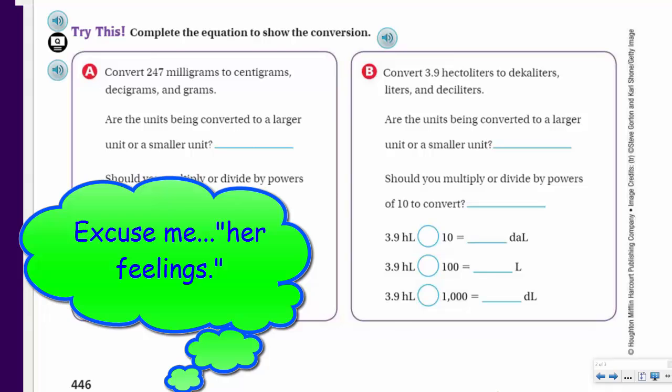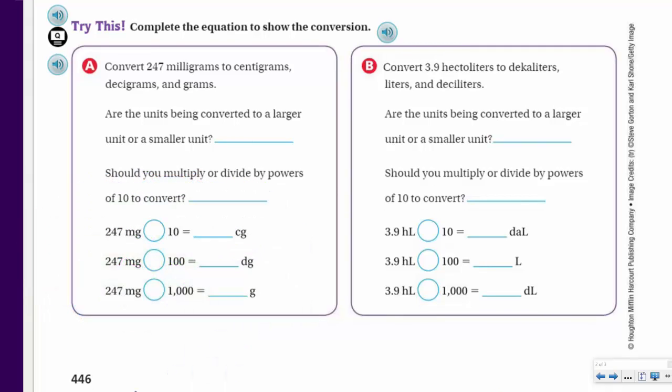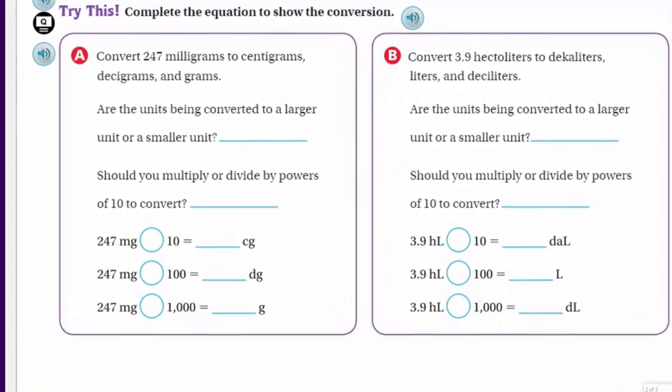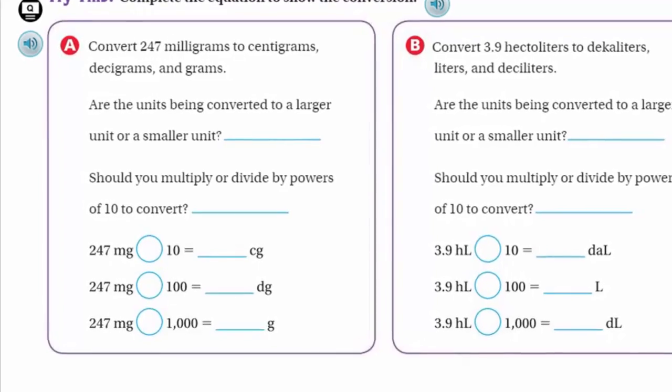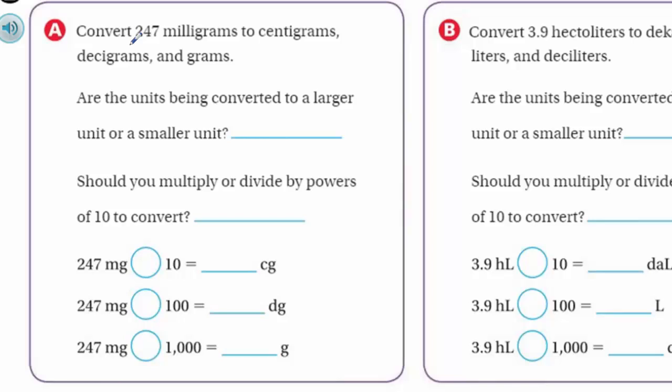Oops. Sorry. Okay, now it says try this. Complete the equation to show the conversion. Here it says A, convert 247 milligrams to centigrams, decigrams, and grams. Now, again, what we want to remember here is that we're taking this quantity and converting it to these other ones. We're going to convert it to centigrams, then to decigrams, and then finally to grams.